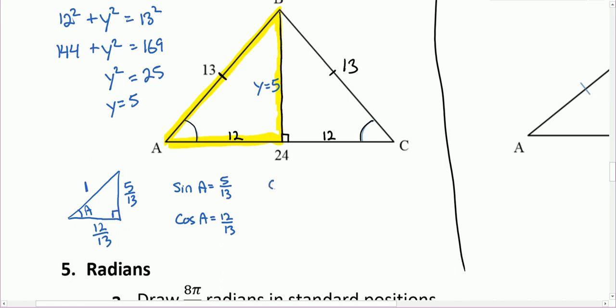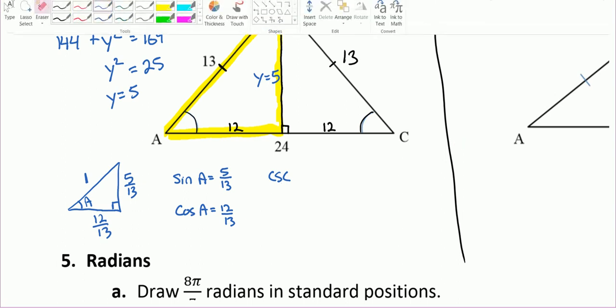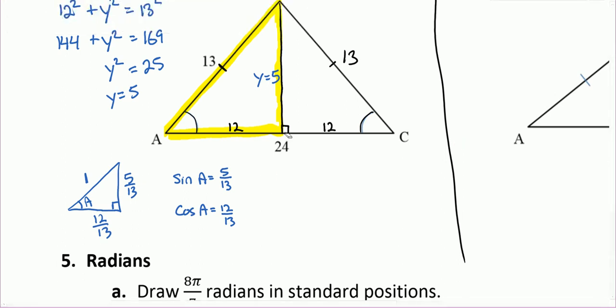Reciprocal of sine is the cosecant. Was I asked to find that? No. Just the tangent. Okay, so now the tangent of A is sine over cosine. So 5 over 13 over 12 over 13. Multiply top and bottom of your fraction by 13, you get 5 over 12.